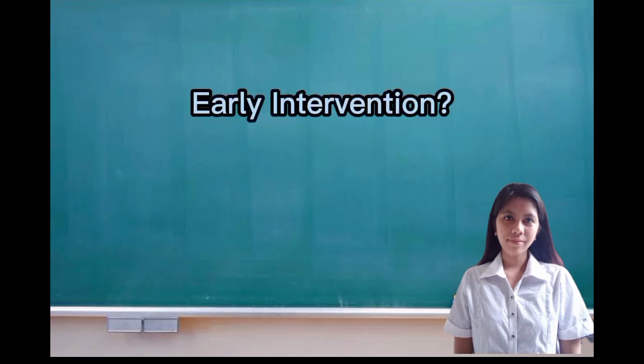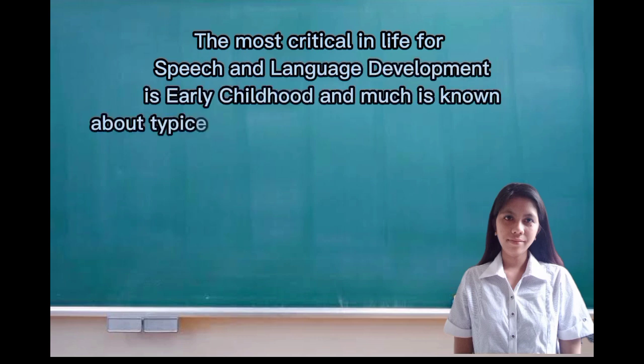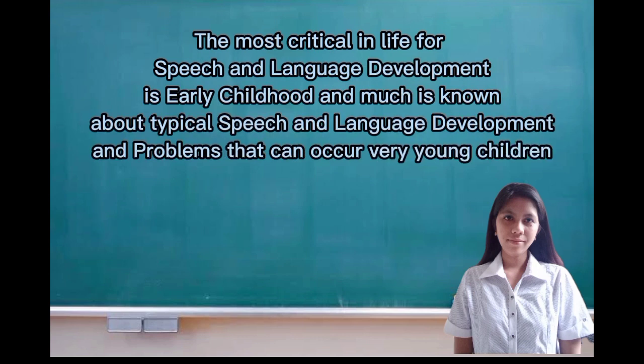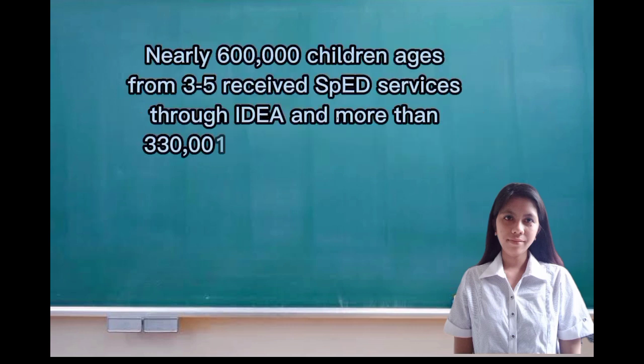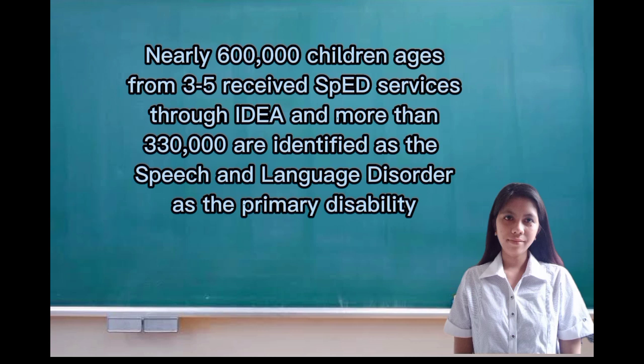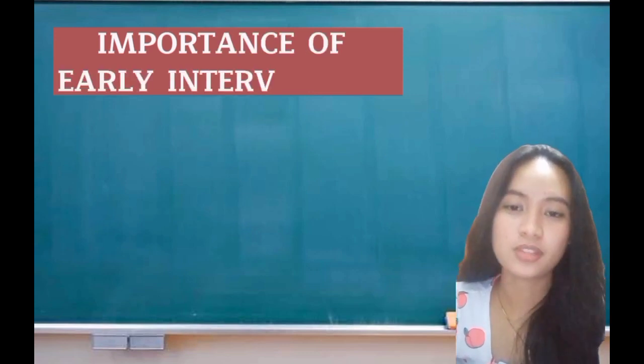Early intervention. The most critical time in life for speech and language development is early childhood, and much is known about typical speech and language development and problems that can occur for very young children. Nearly 600,000 children ages 3 to 5 receive special education services through IDEA, and more than 330,000 are identified with speech and language disorder as the primary disability.